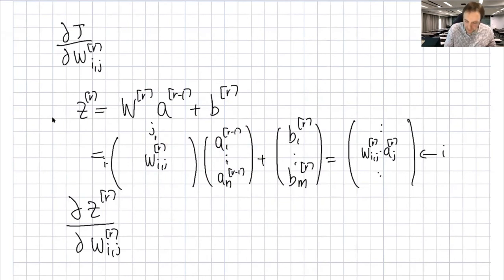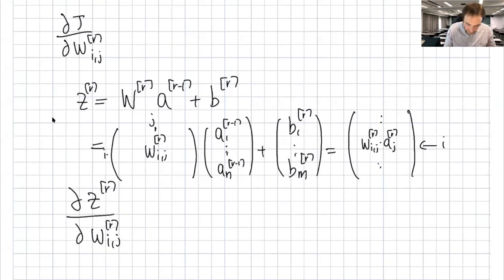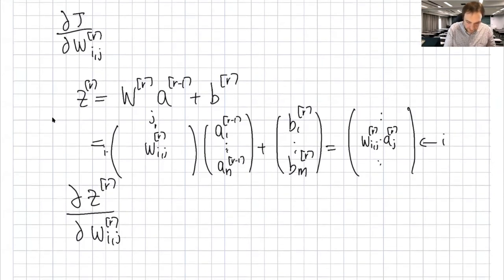And the rest doesn't have any w. And here I add the b and also other stuff. But since I will take the derivative with respect to this wij, everything else which does not depend on this will disappear. And therefore, if I take the ith entry of this function z, the derivative with respect to this entry is exactly aj^(r-1).